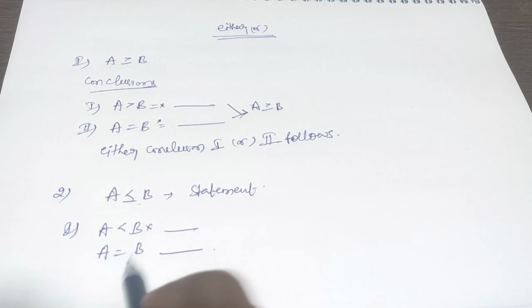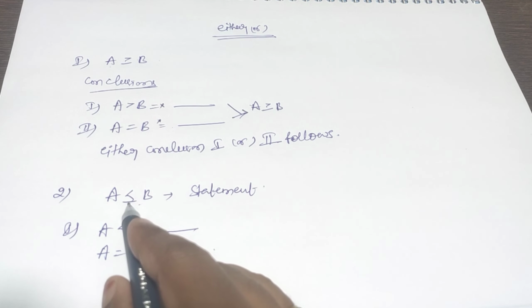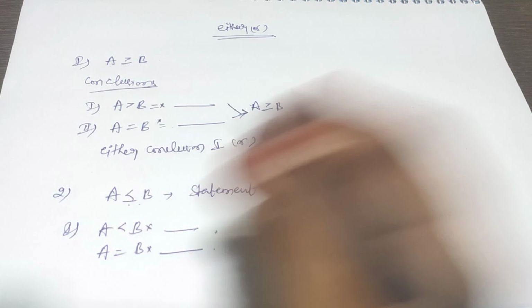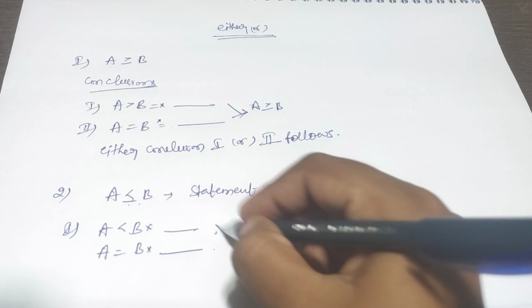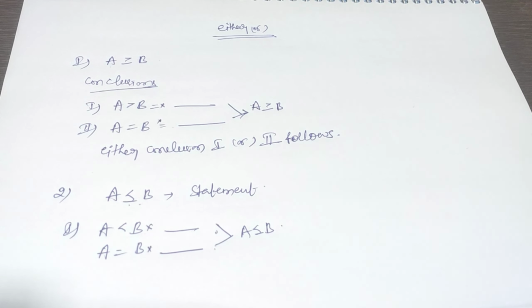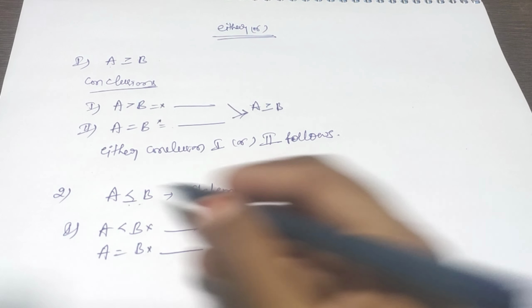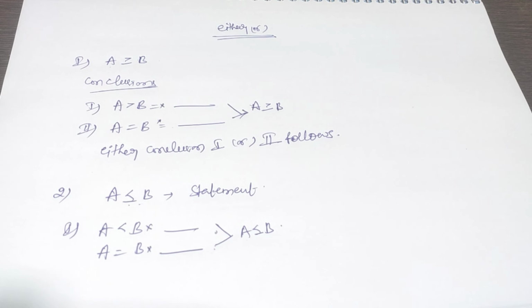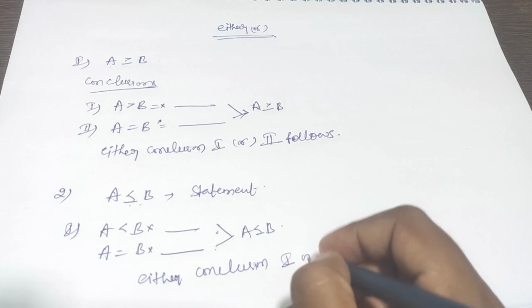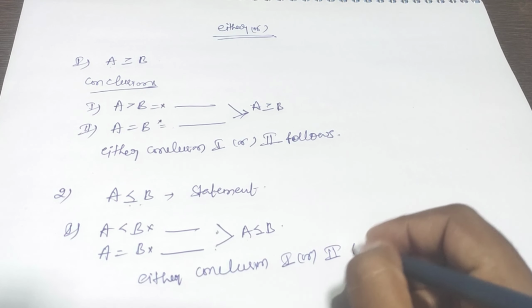Now, A is equal to B. The statement is A is less than or equal to B, so this one is also wrong. By combining these two conclusions, we get A is less than or equal to B. Yes, this satisfies the statement. So in this case, we have to go with either conclusion 1 or 2 follows.